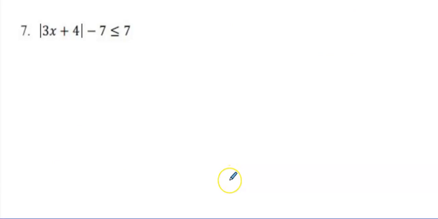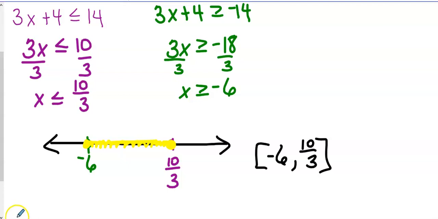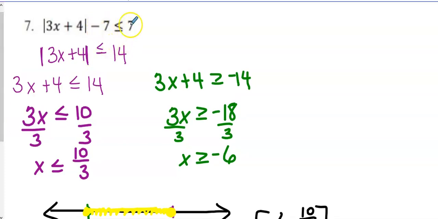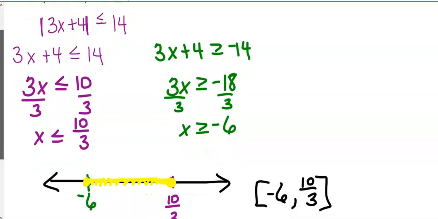Okay, why don't you pause the video and try this one and then come back to it. Okay, so the absolute value, you would isolate that. When you add 7 over here, you get 14. Hopefully that didn't fool you into putting a 0 right there, because I almost did.